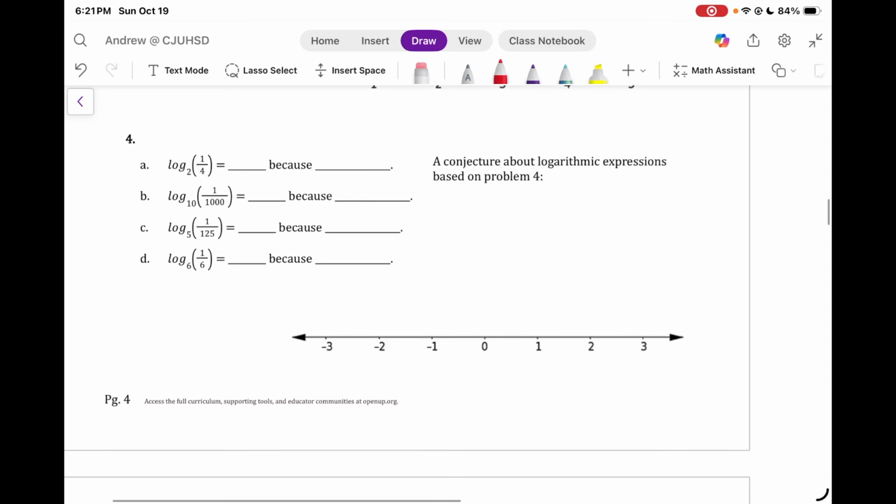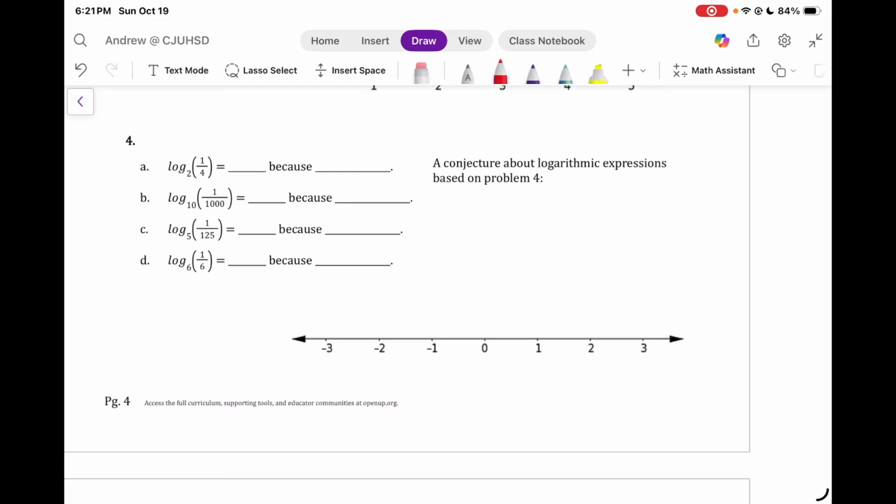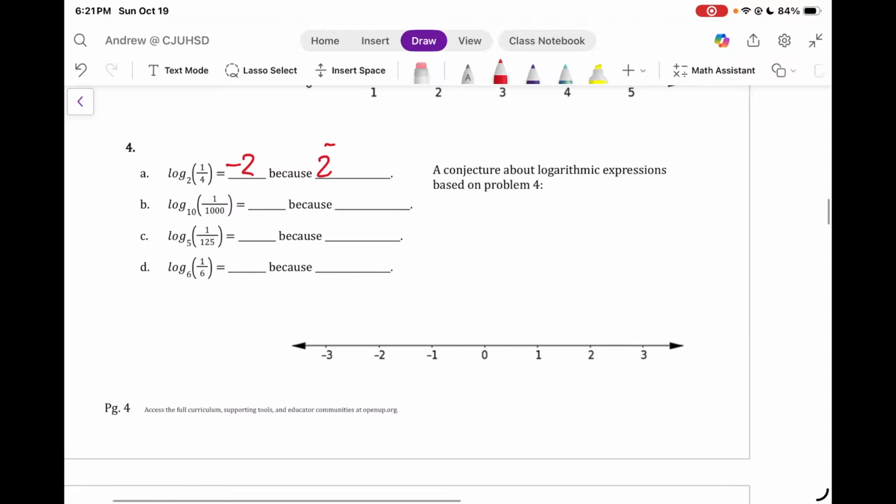Now for number 4, all the answers are negative. 2 to the second is 4, so just make it negative 2. And then 2 to the negative 2 is a quarter. That's not too bad, right? 10 to what power is 1/1000th? That would be 3, but it's a fraction, so negative 3. 10 to the negative 3 is 1/1000th.